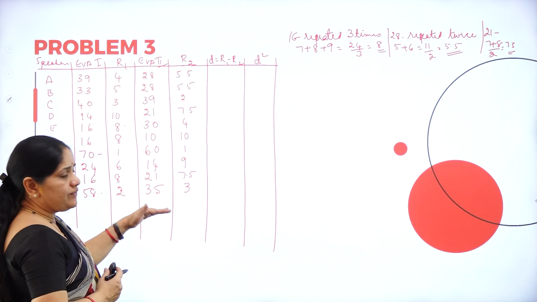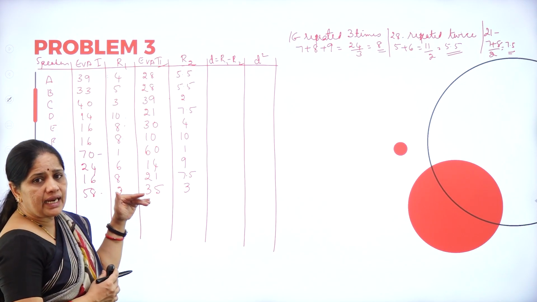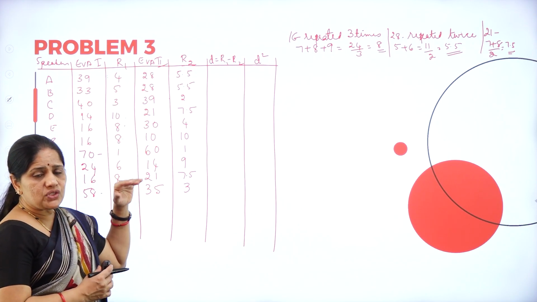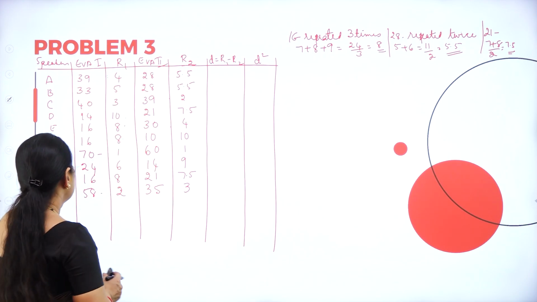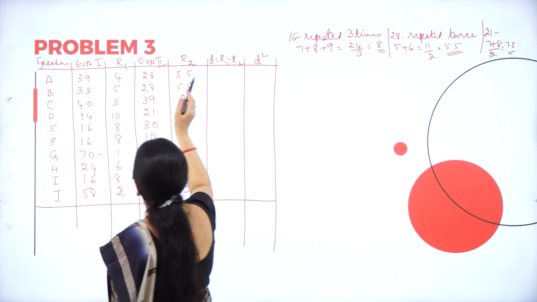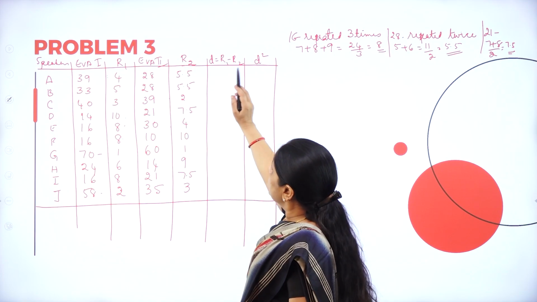So in this way we have to see that whenever there are equal numbers, the ranks are shared. Then the next step will be, we have to find the difference between R1 and R2.